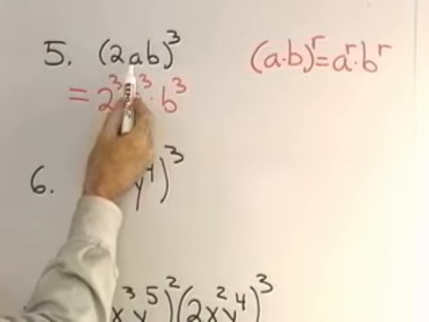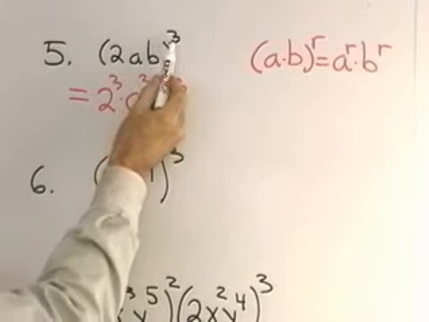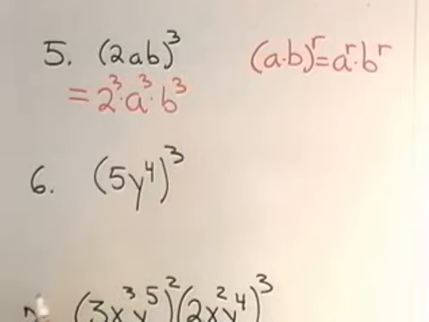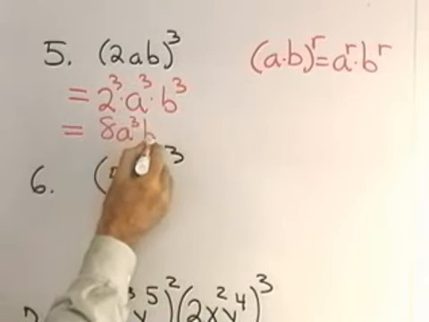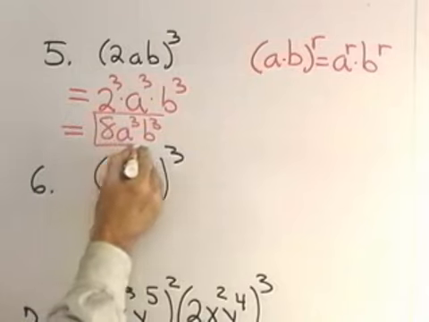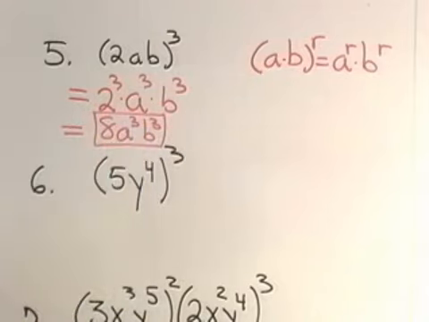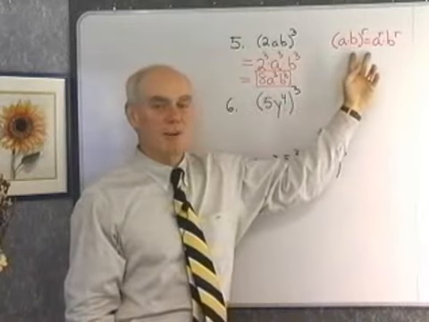So I take each of the factors in this product and raise them each individually to that exponent: 2 to the third, a to the third, b to the third. Now that turns out to be 8a cubed b cubed, because 2 to the third power is 8. So there's my third property of exponents right there.